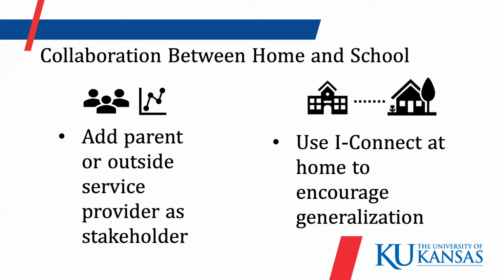Another thing that we want to highlight is that iConnect gives you an opportunity to collaborate between home and school. So there's two ways that you can do this, and I kind of mentioned it before. As you're setting up iConnect in that web portal, you can opt to add a parent or an outside service provider as a stakeholder, meaning that that parent or that outside service provider has an account and a way to log into that web portal, and they can see those charts. So parents can watch their students' progress over time. Outside service providers can watch over time.